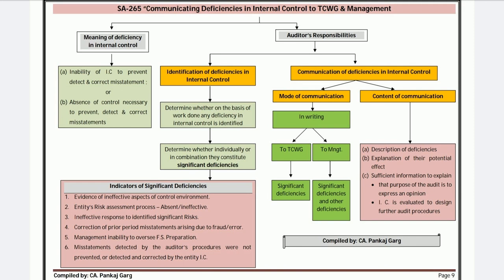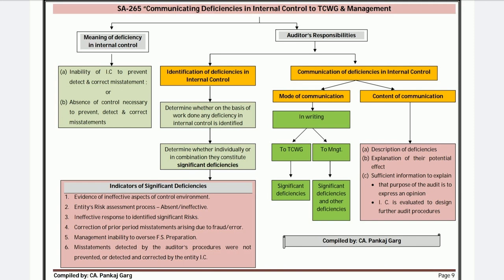The content of communication: descriptions of deficiencies, explanation of their potential effect, sufficient information to explain that the purpose of the audit is to express an opinion. IC is evaluated to design further audit procedures.